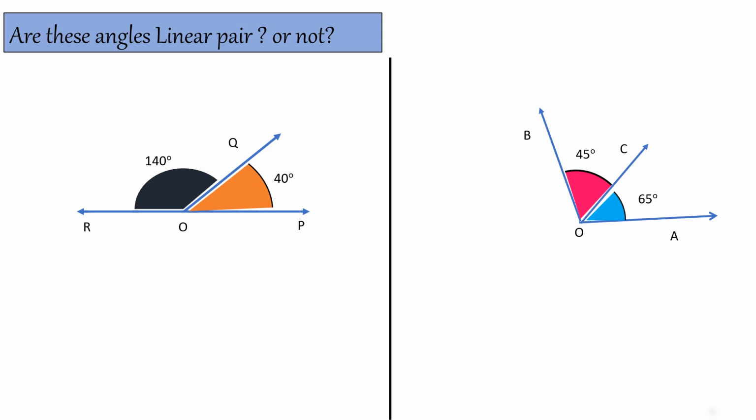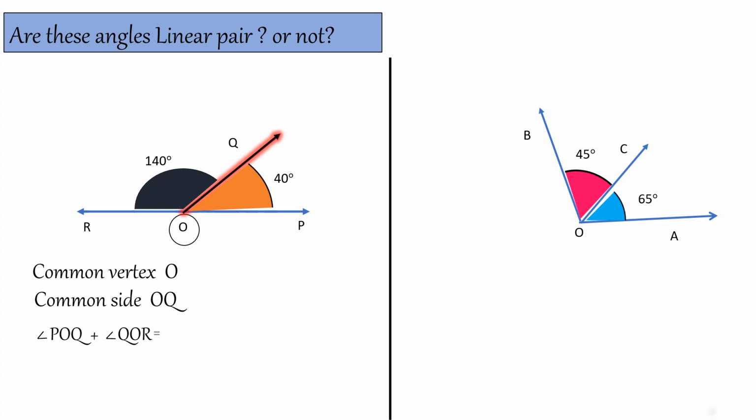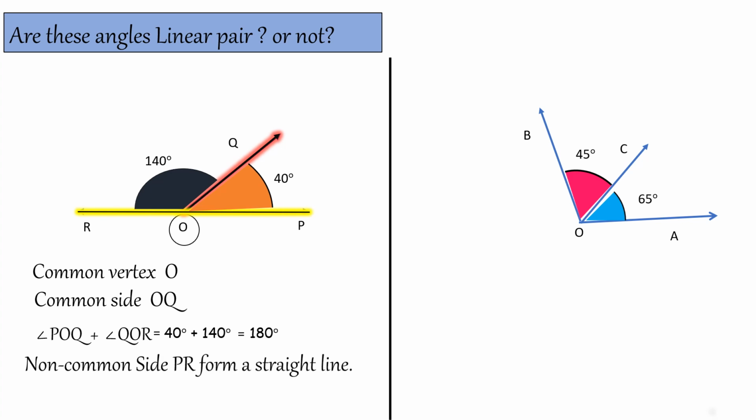Here, angles have a common vertex O, common side OQ. Now, the sum of these angles is 180 degrees. Therefore, non-common side PR forms a straight line. Hence, these angles form a linear pair.